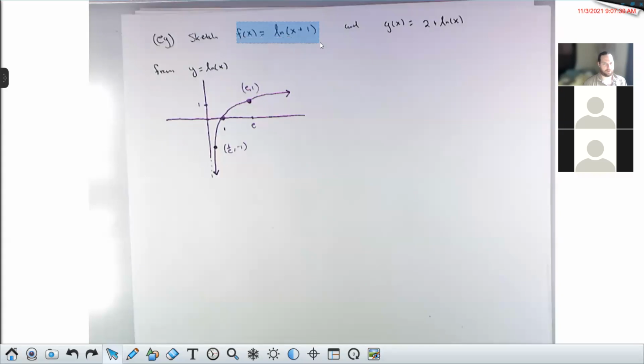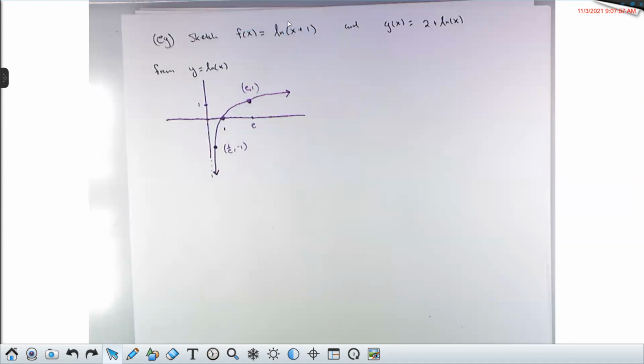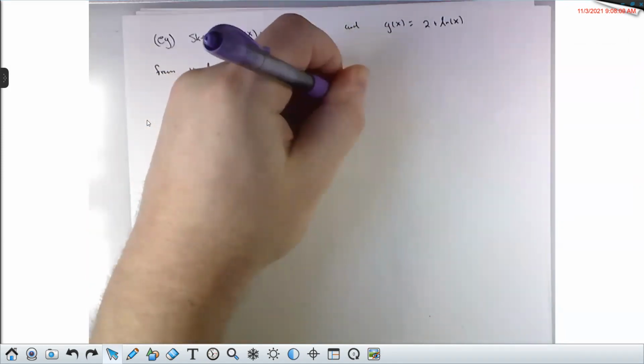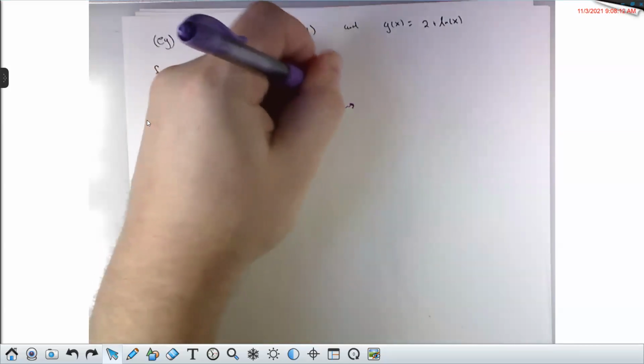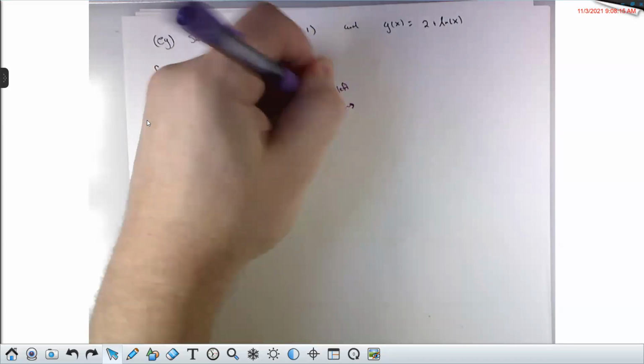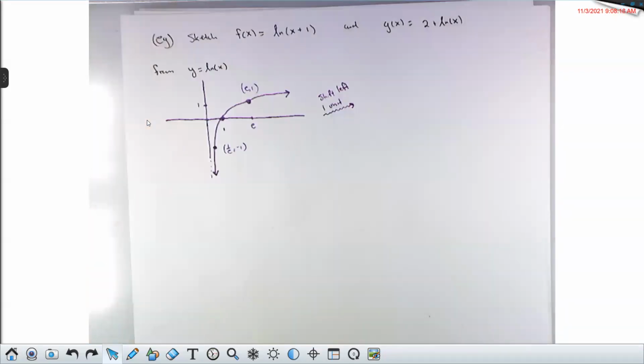How do I get the graph of ln of x plus 1, with the plus 1 on the inside like this, from the graph of ln x? What transformation do I need to apply? Do you move it to the left one? Perfect, Shauna nailed it. We're adding 1 on the inside, which means we're shifting everything to the left by 1. You want to be a little careful here because our vertical asymptote is going to move. We're going to shift everything to the left by 1 unit.